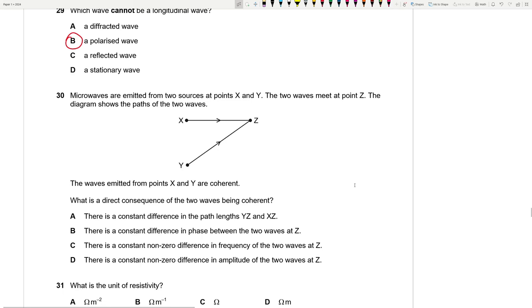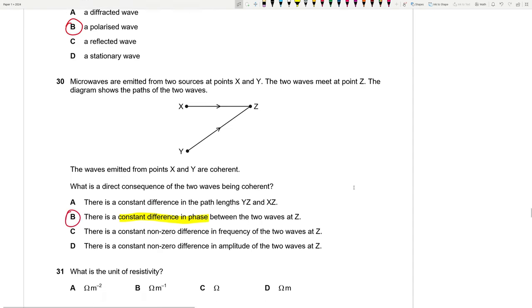30. Microwaves are emitted from two sources at points X and Y. The two waves meet at point Z. The diagram shows the paths of the two waves. The waves emitted from points X and Y are coherent. What does coherent mean? The waves have constant phase difference. Okay, there is constant phase difference between the two waves. So constant phase difference, these are the keywords. So that is my answer, 30 is B.